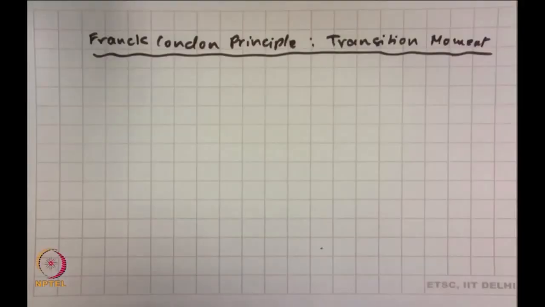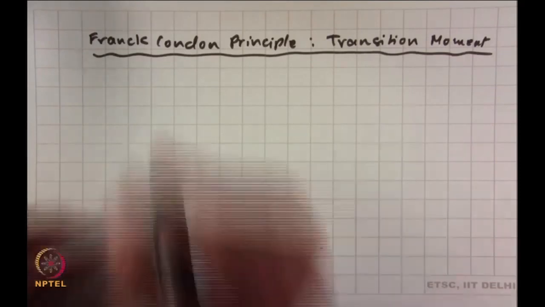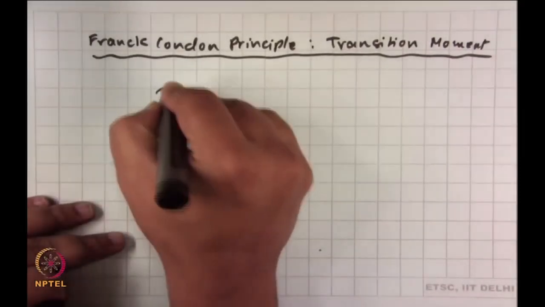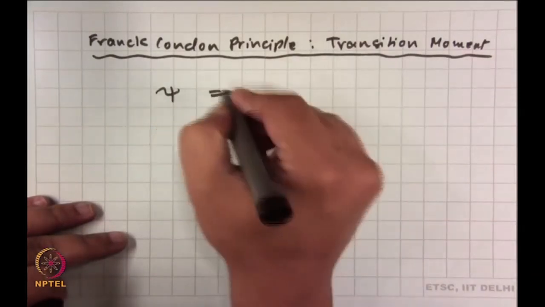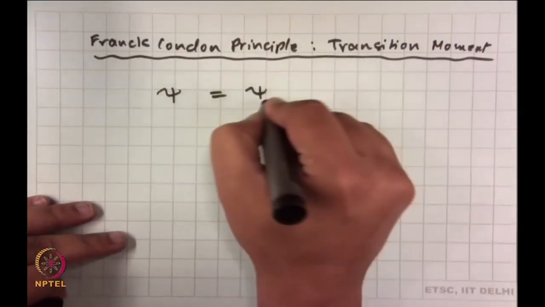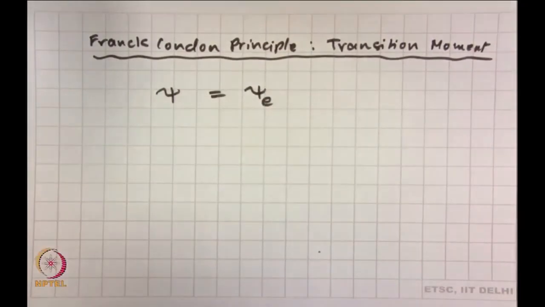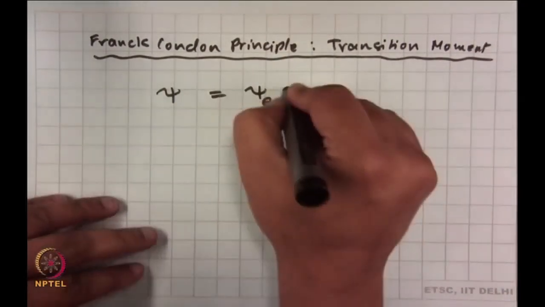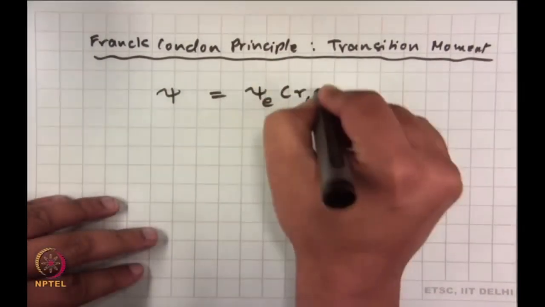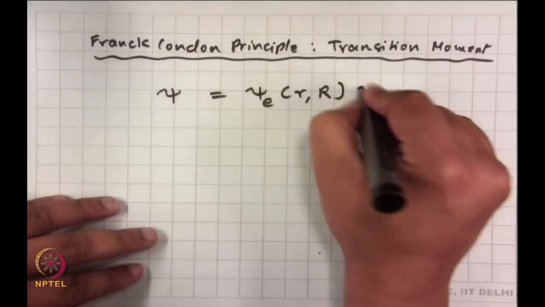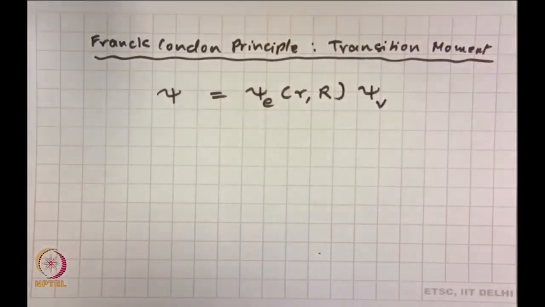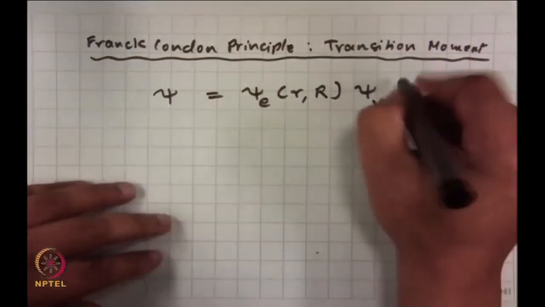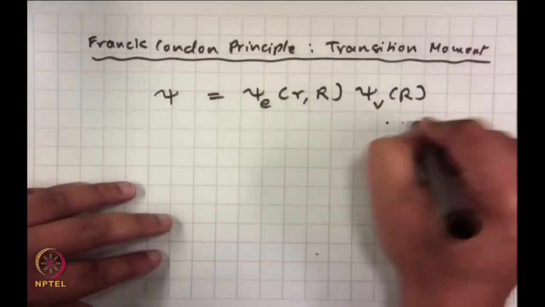Now where do we start from? We again start from the Born-Oppenheimer principle. So what we say is, your total combined wave function psi is given by psi electronic, referred to as E, of small r comma big R, times psi vibrational. This you can also write as psi nuclear, which is N, depending on R, and this is equation 1.